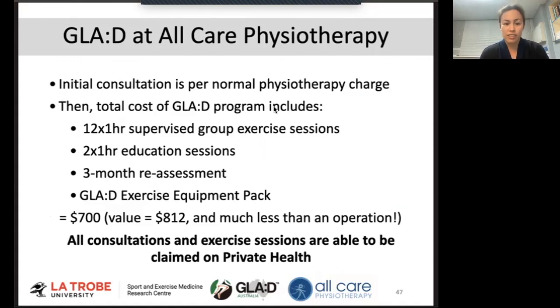All of the exercise sessions and the physio assessment sessions are able to be claimed on private health. So you minus your rebates off that again. So you think you are getting good value because you are saving some money if you add all of this together. And if you think about overall, $700 is much less than a few $1,000s for an operation.